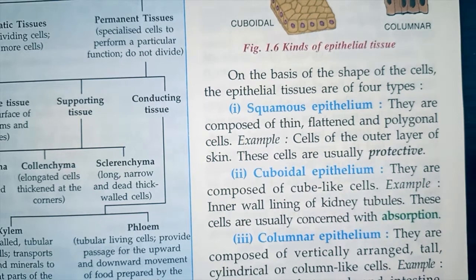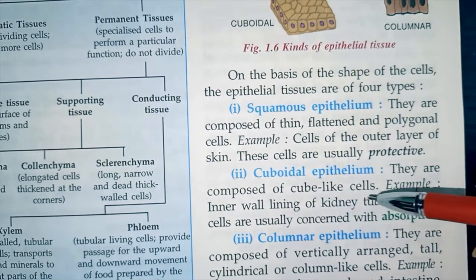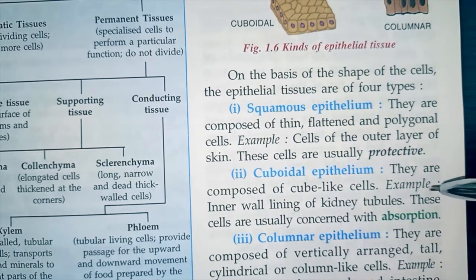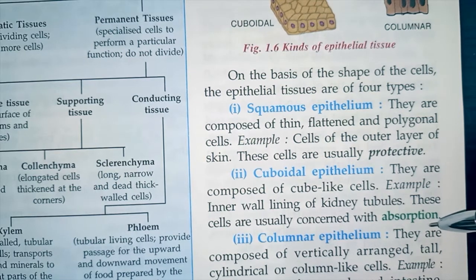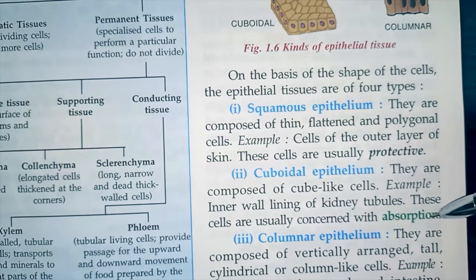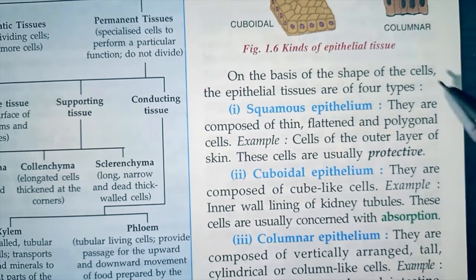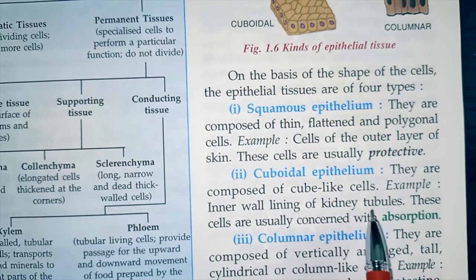Number 2, cuboidal epithelium. They are composed of cube-like cells. Example, inner wall lining of kidney tubules. These cells are usually concerned with absorption. These are cube-shaped cells, and what is the function? They help in absorption. Where are they present? They are present in the inner wall lining of kidney tubules.